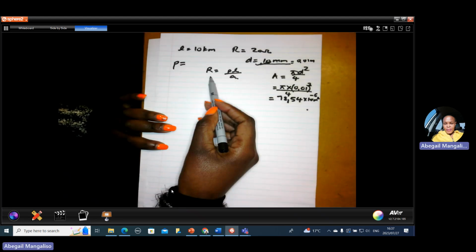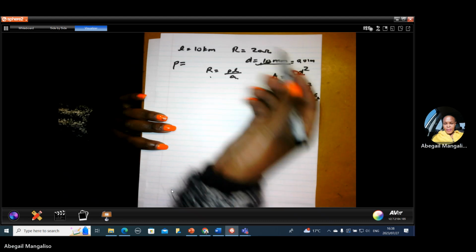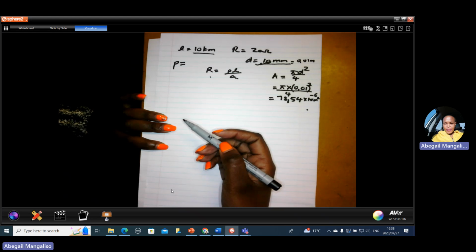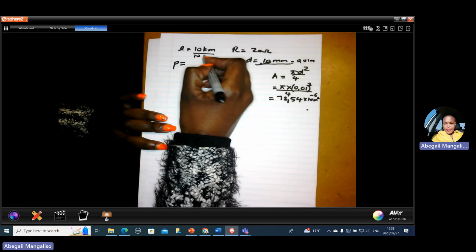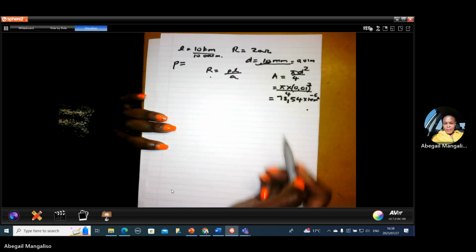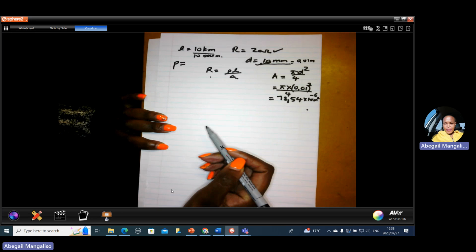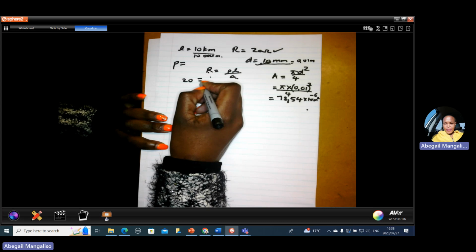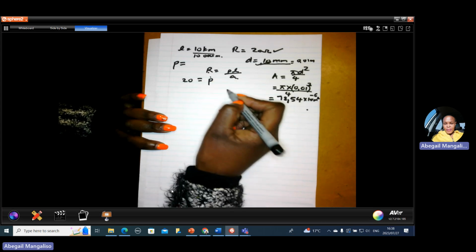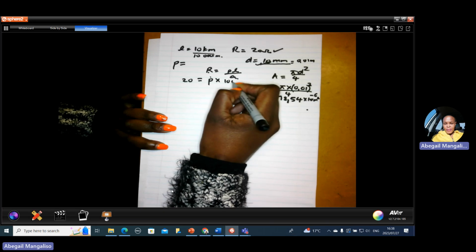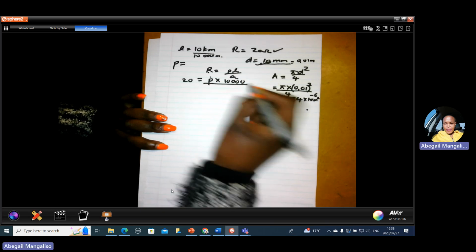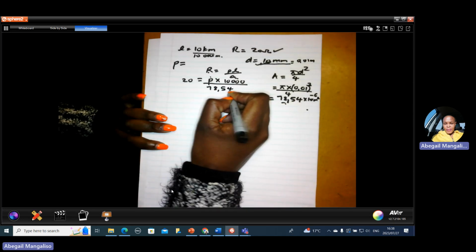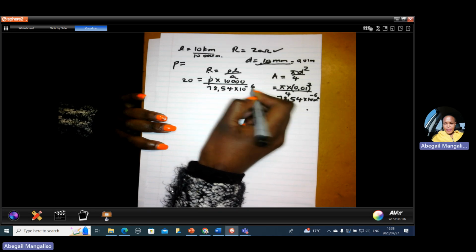Calculated the area. Now we can substitute on this equation. The length is given in kilometer, but the correct unit must be in meters. So a kilo is equivalent to 1,000. This will be 10,000 meters. Resistance, correct units. So substitution where there is R is 20, equal to where there is resistivity is the unknown. Multiply by length is 10,000. Divided by area is this one, 78.54 times 10 to the power negative 6.